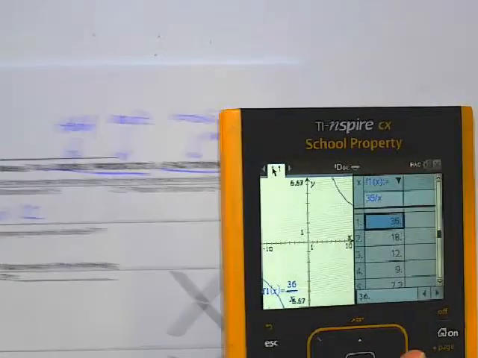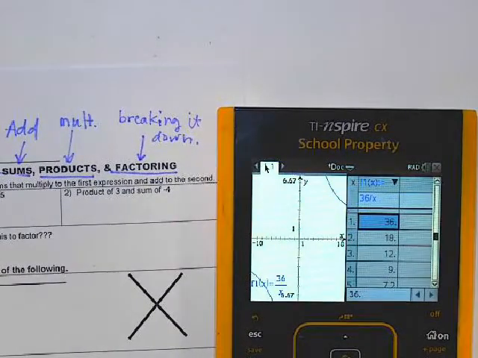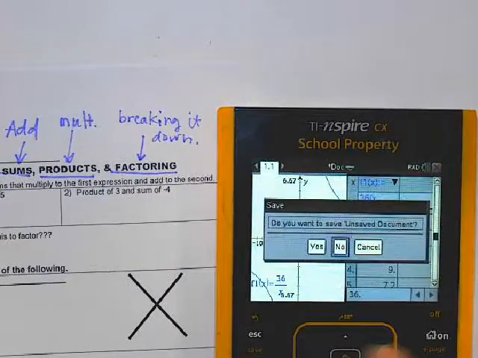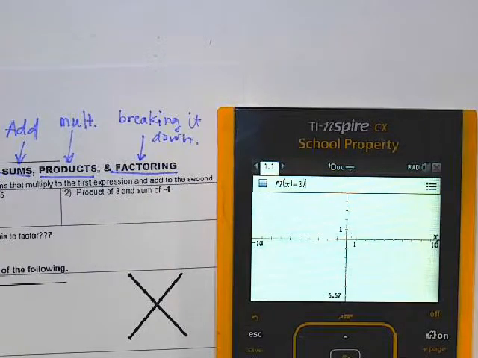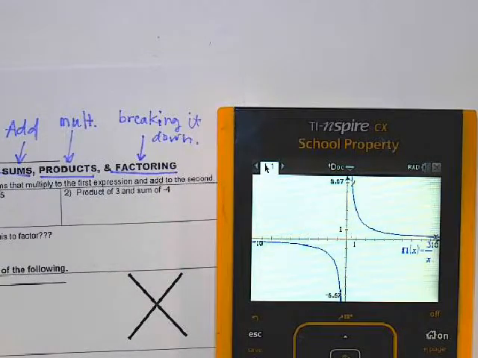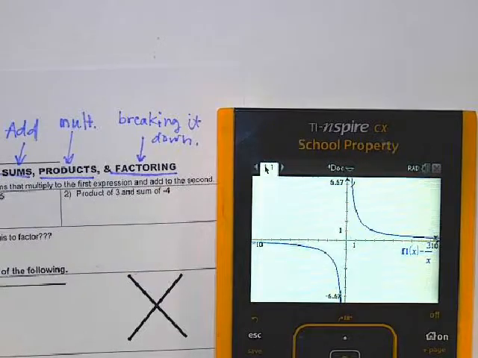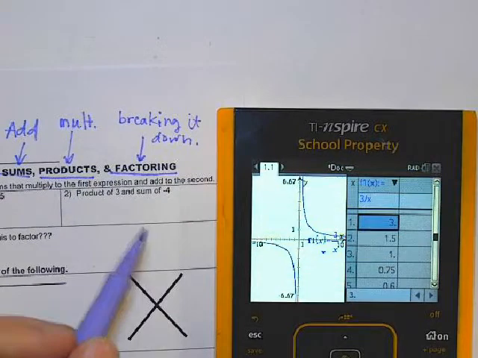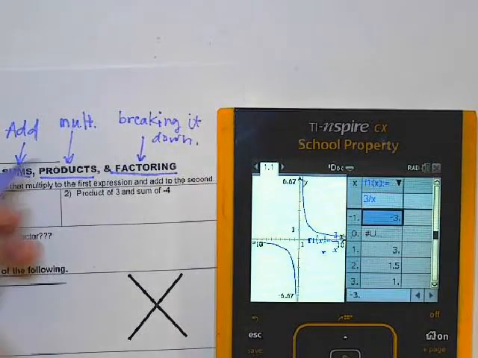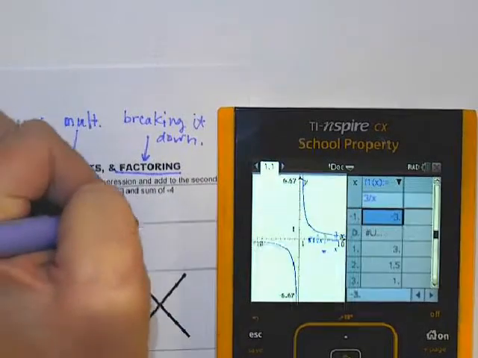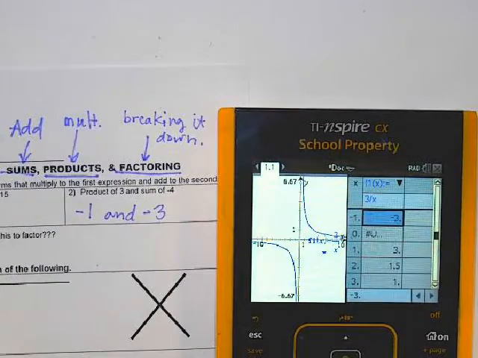Then we're going to do it again on number 2. Product of 3 and sum of -4. So I'm going to go to my graph. Which one am I plugging in over x? 3, always the product. 3 divided by x. Control T. Now it's a negative, so I have to go up to the negative numbers. Which ones work? -1 and -3. Add together, give me -4.